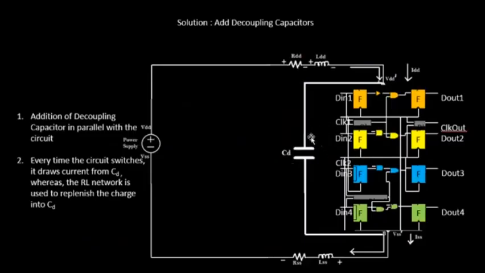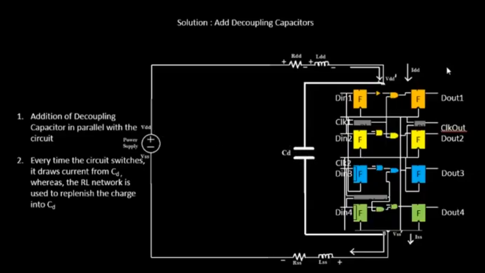So decoupling capacitors are something you can consider. The decoupling capacitor is a huge capacitor which is completely filled with charge. Let's say the voltage across the decoupling capacitor is similar to what you have across the power supply. Okay, let's say if this was 1 volt, this is being charged till 1 volt.